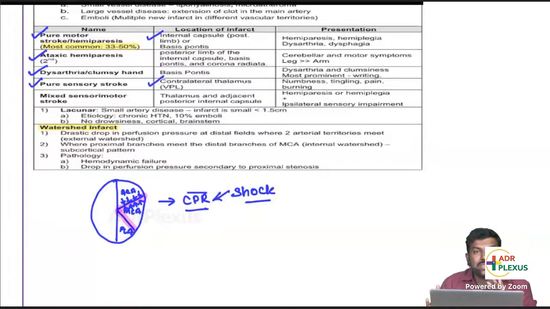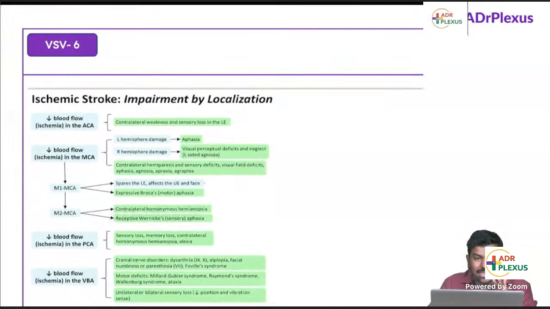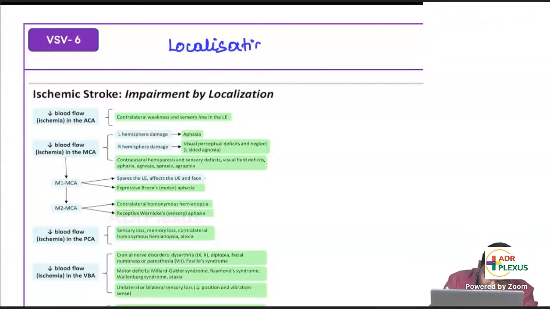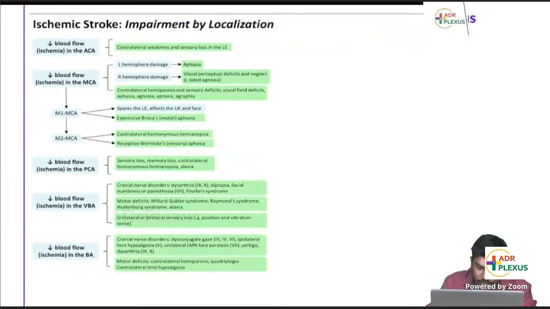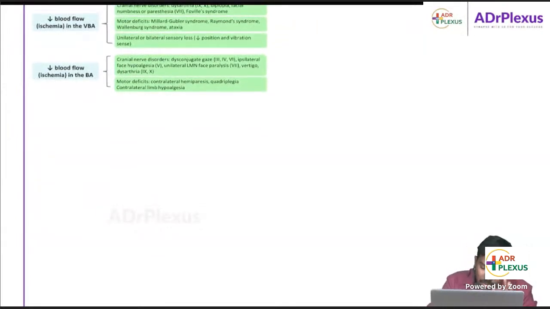Okay, so this is about your lacunar stroke. Then next is localization of the stroke. Localization of the stroke is again a very vital topic. We have done and dusted with this topic during our regular discussion. Just for your understanding, I'm going to draw the circle of Willis.